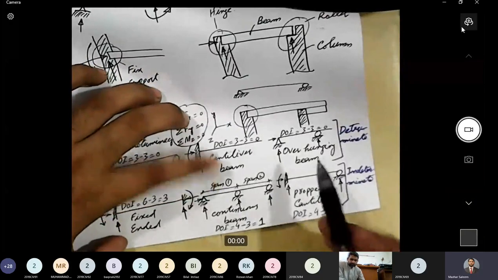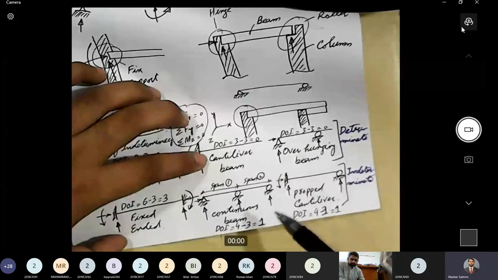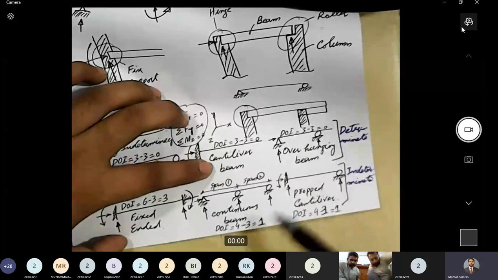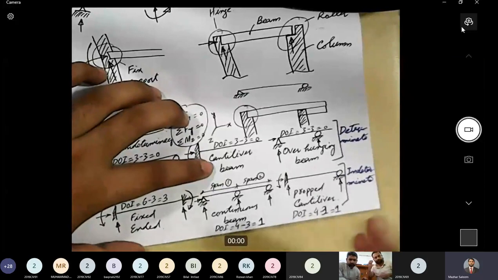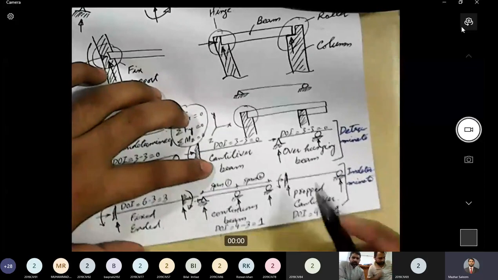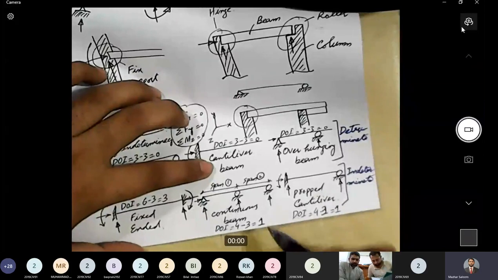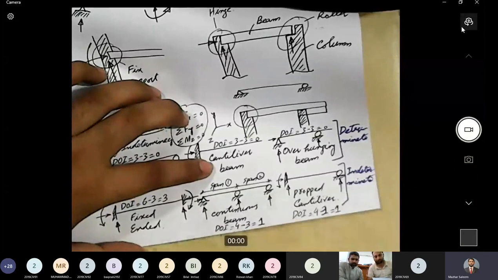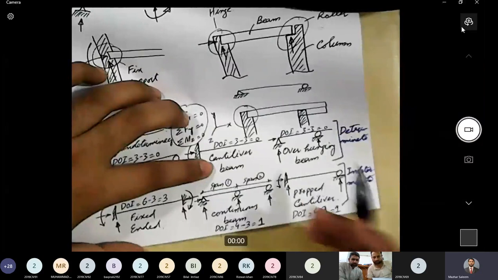In this semester, we will be talking about determinate structures all the time, so we will not need to calculate the degree of indeterminacy. But in the future, in the next semester or the one after, when you will be dealing with indeterminate structures, you will have to calculate the degree of indeterminacy in order to understand how many more relationships are required in order to solve the system.